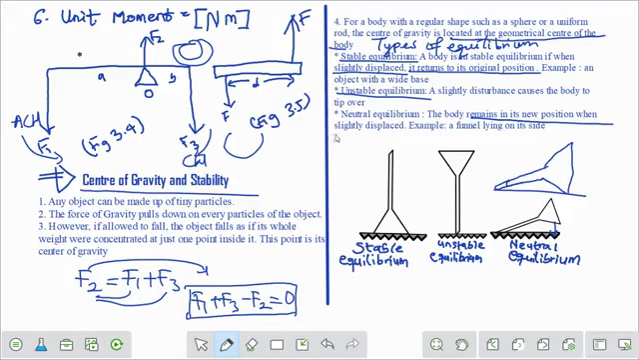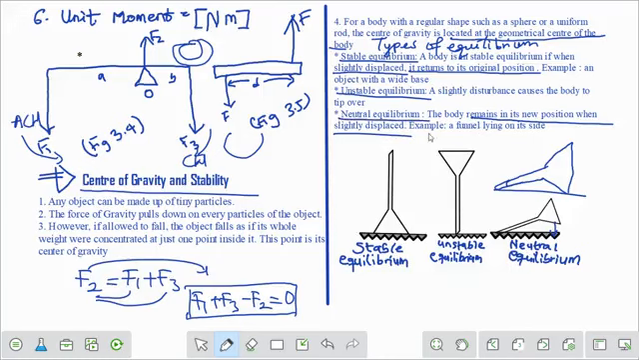So it means it will form a new position. If a funnel is lying on the ground like this and you tip it over, it's going to remain in that position. It will move to a new position. So that's about neutral equilibrium.